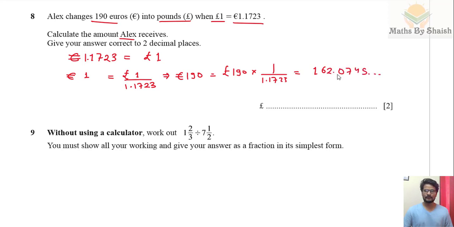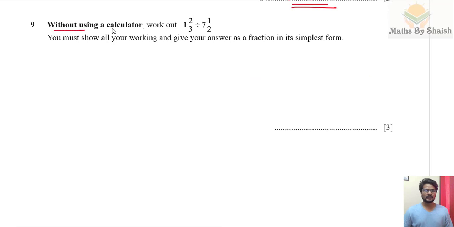This is 162.0745 and so on. So we require till 2 decimal places. So 2 decimal places means 0.07. So it is 162.07 pounds.